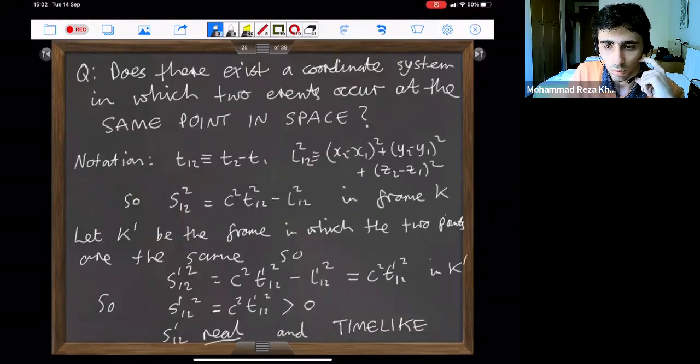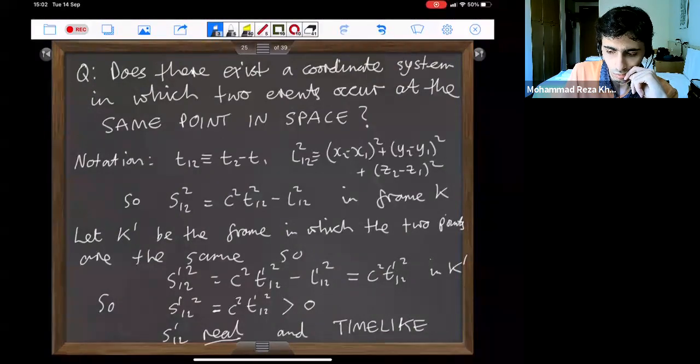Okay. Now we're going to spend a few minutes looking at different types of intervals. So we're going to give a classification of the types of intervals that can occur.